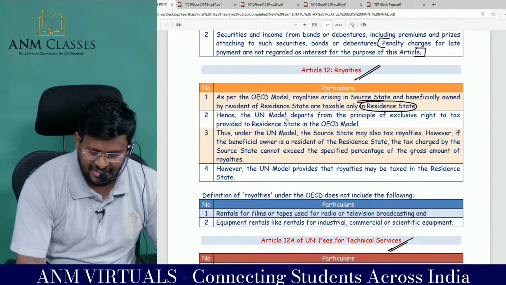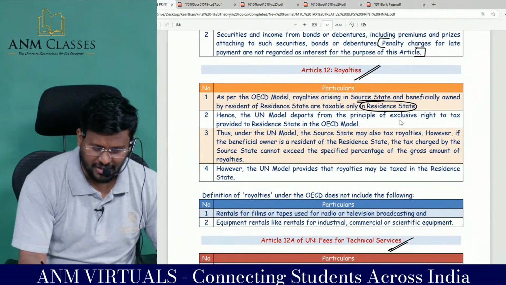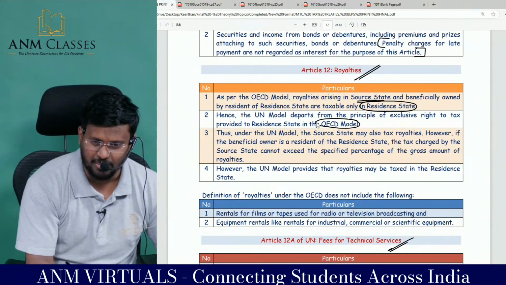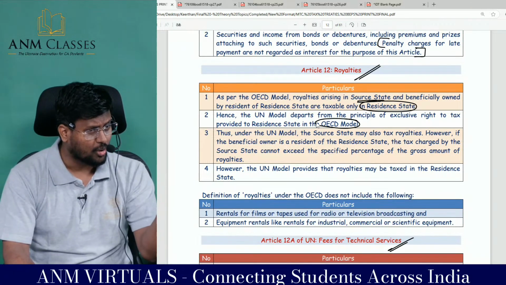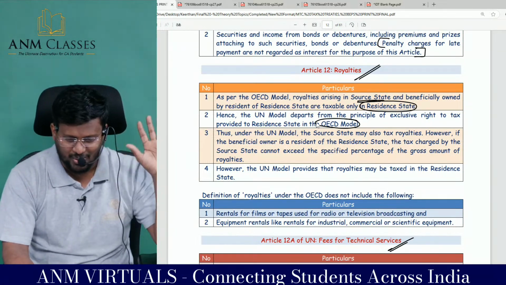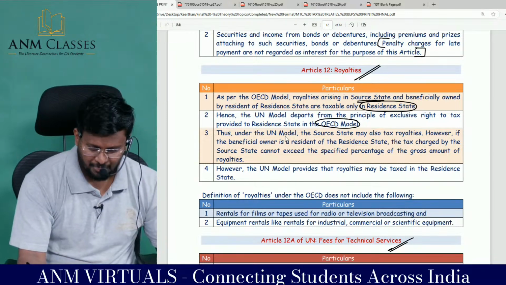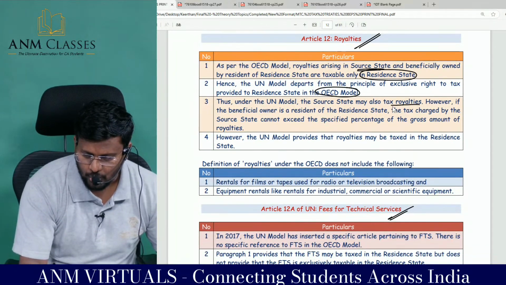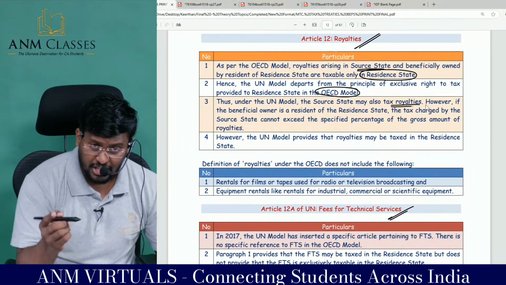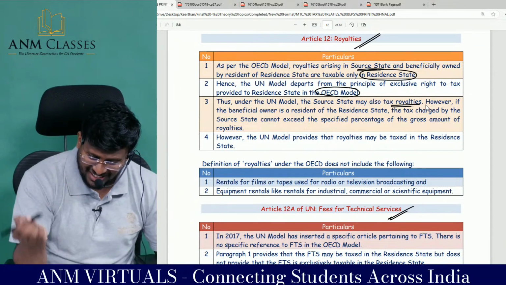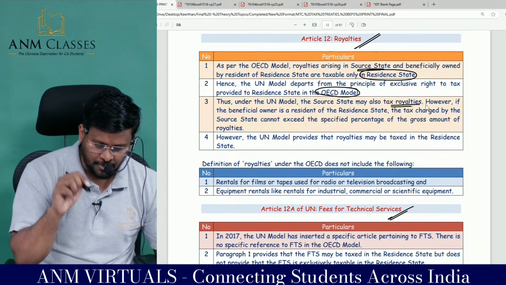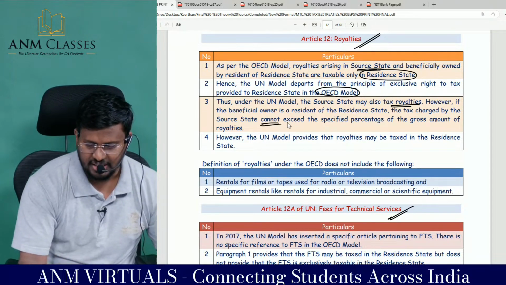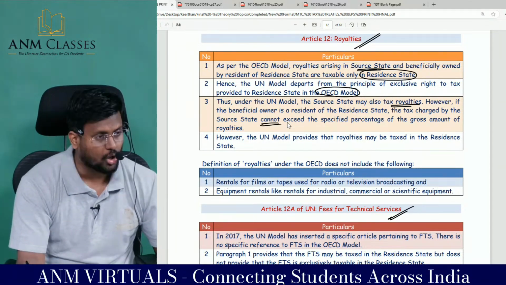Hence, the UN model departs from the principle of exclusive right to tax provided to the resident state in the OECD model, right? UN will say that no, we want source. That's under the UN model. The source state may also tax. However, if the beneficial owner is a resident of the resident state, tax charged by the source state cannot exceed the specified percentage of the gross amount of royalty.